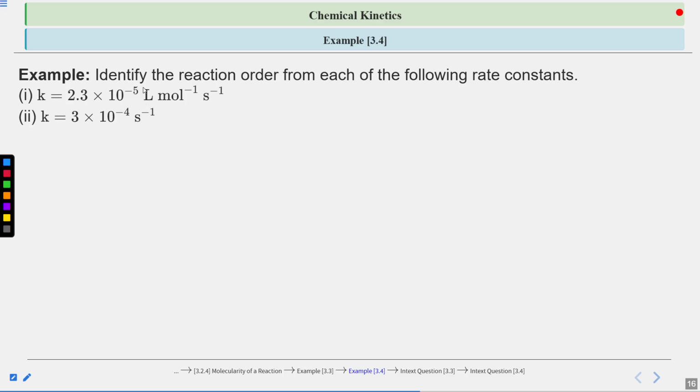Now let's see our next example, which is marked as 3.4 in our NCERT textbook. It says: identify the reaction order from each of the following rate constants. We are given some rate constants. The first K is 2.3 times 10 to the power minus 5 liter mole inverse second inverse, and the second K is 3 times 10 to the power minus 4 second inverse, right? In the question you have to identify the reaction order from each of these two rate constant values, given as 1 and 2. You have some time, try to solve this, and then we will see the correct answer.